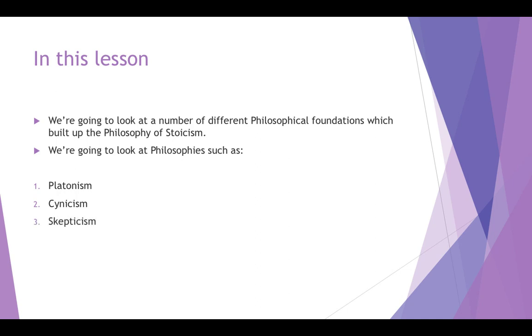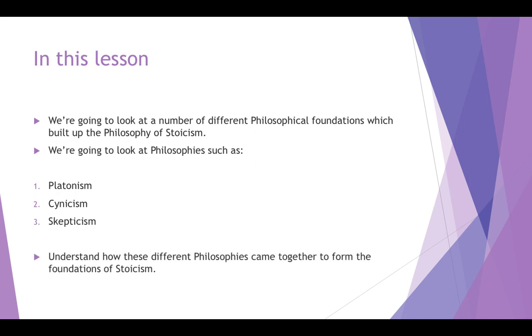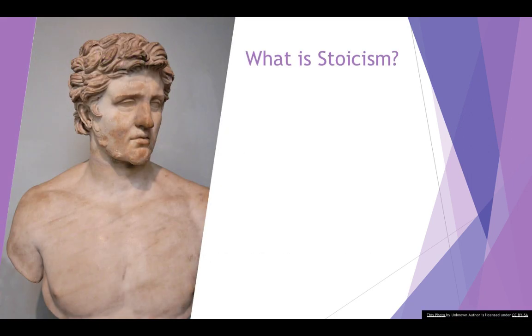We're going to look at things like Platonism, Cynicism, and Skepticism. These are three of the main ideas that were fumbling around in classical Athens and Hellenistic Athens, which came slightly after the classical period. And then we're going to have a look at how these philosophies came together to form what we understand Stoicism to be today.